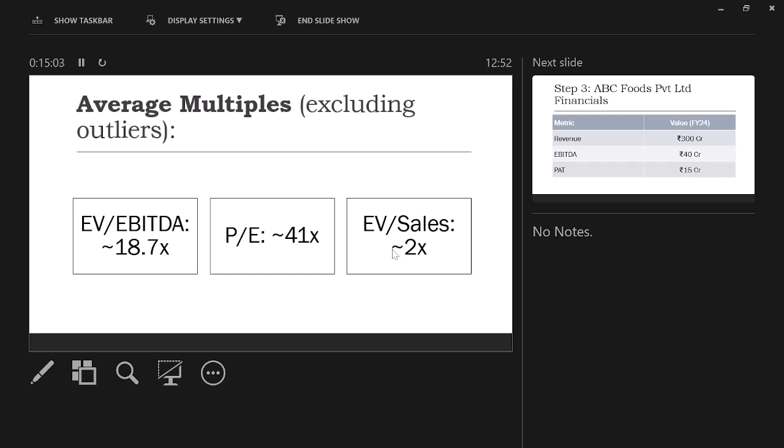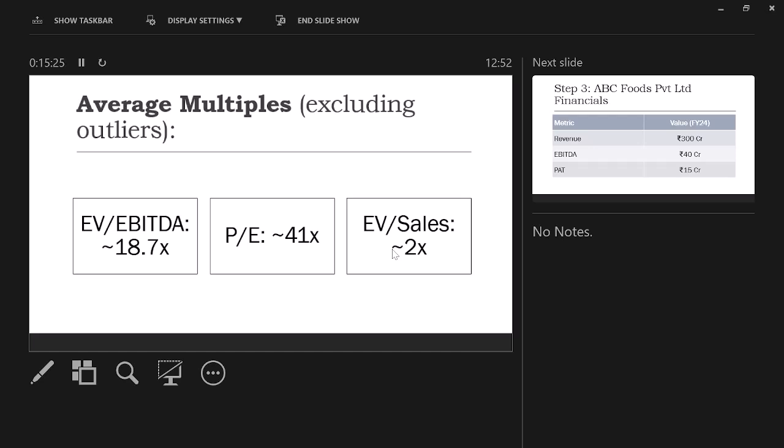For example, EV to sales. This multiple is normally used for companies which are doing sales but making no profit. Then you have to use this multiple, because the company is not even EBITDA positive, neither is it earning a positive profit. So we have to rely upon EV upon sales. These are new companies that just started their businesses.